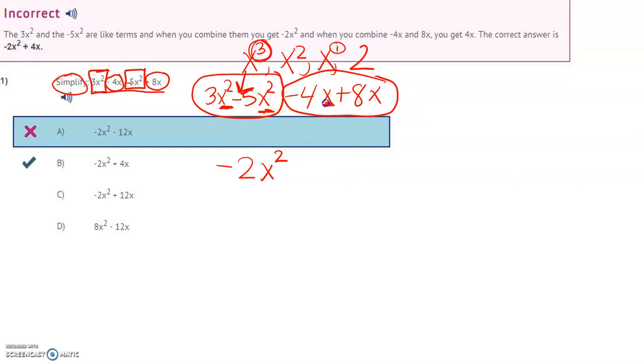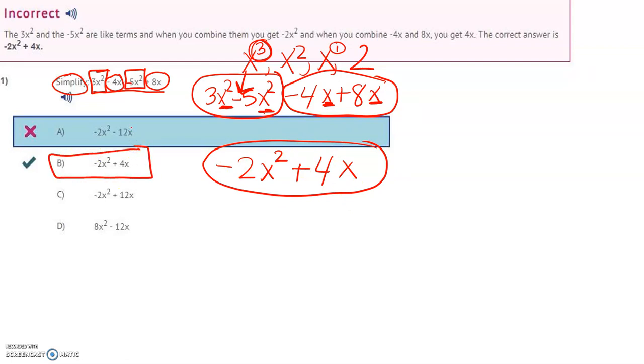Over here, I have x and x, so I'm going to keep my x, and then I'm just going to focus on what's in front. The numbers in front, we call those the coefficients. So I have negative 4 plus 8, so that's actually going to give me a positive 4, and then I keep my x. So that's how I get negative 2x squared plus 4x.